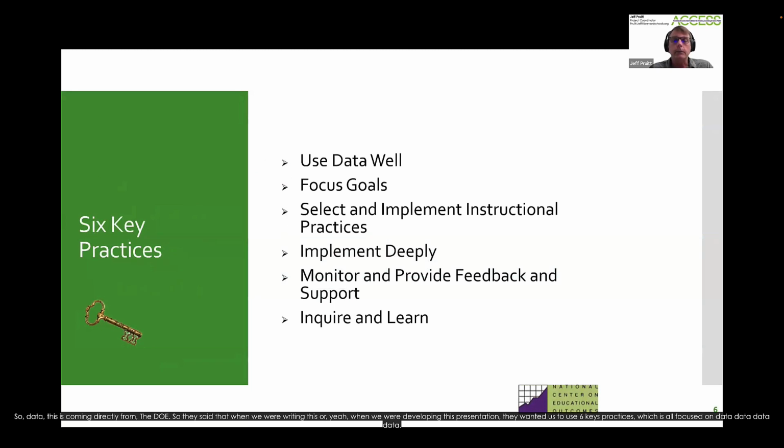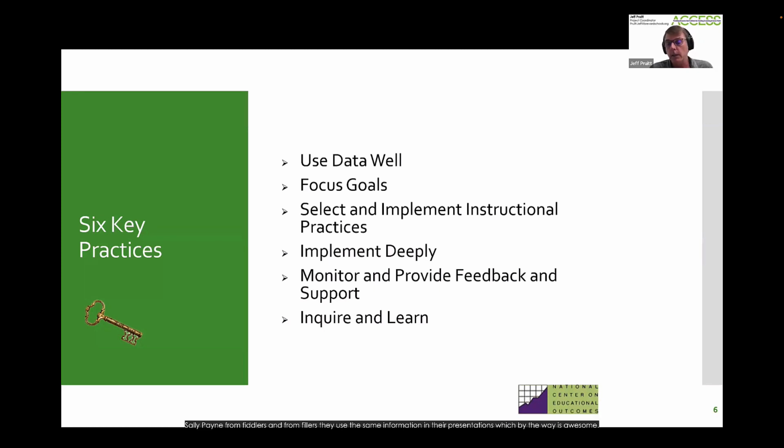So data. This is coming directly from the DOE. They said that when we were developing this presentation, they wanted us to use 6 key practices, which is all focused on data, data, data, data. Sally Payne from Fiddlers, Anne from Fiddlers, they use the same information in their presentations, which, by the way, is awesome. And they are pretty much in line with what we were saying here. So both of those complement each other.